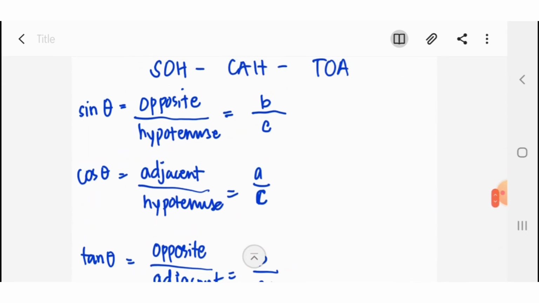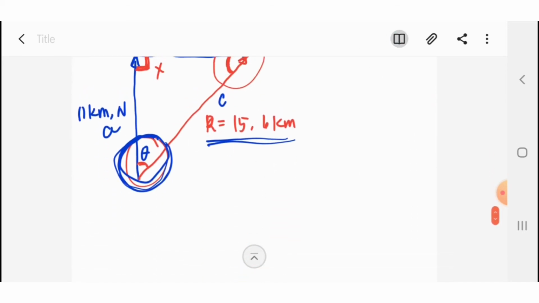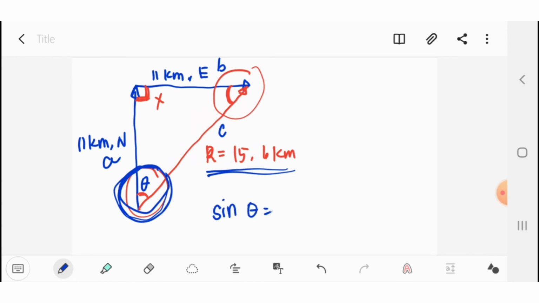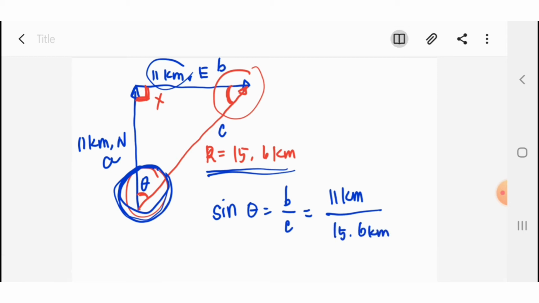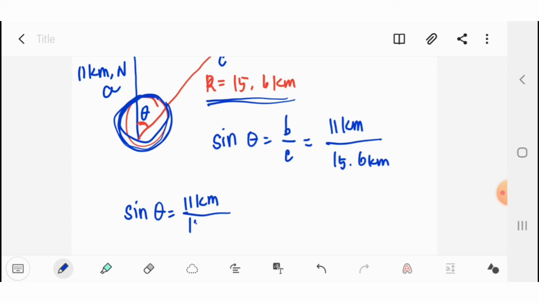If you wanted to use sine, we can use sine. Sine theta is equal to B over C. If we use sine theta to find the direction or the degree of our resultant, sine theta is equal to B over C. What is our B? That is 11 kilometers. And our C is 15.6 kilometers. Let's solve for the value of the angle theta. Sine theta is equal to 11 kilometers over 15.6 kilometers. You compute it, 11 divided by 15.6 is equal to 0.7051.